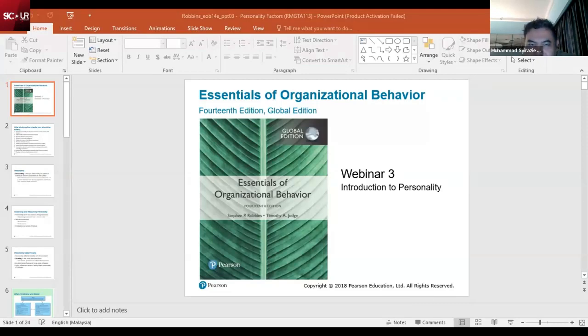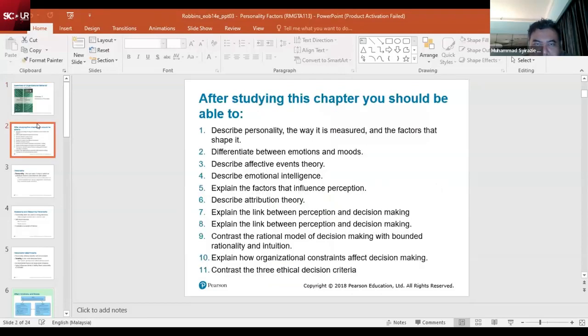Okay, today we're talking about personality. So an important topic, one of the important topics in organizational behavior. So managers also have to assess some personality of their employees. For this topic, you should be able to describe personality, the way it is measured and the factors that shape it. And you should be able to differentiate between emotions and moods, describe affective theory in relation to emotions and moods, describe emotional intelligence, explain the factors that influence perception, describe attribution theory, and explain the link between perception and decision making.